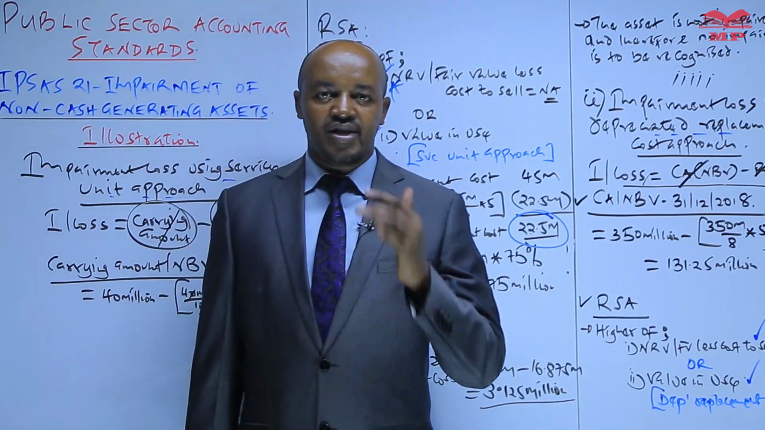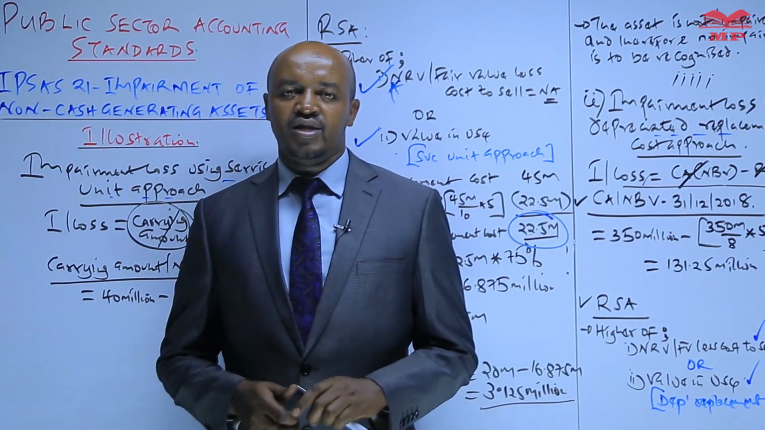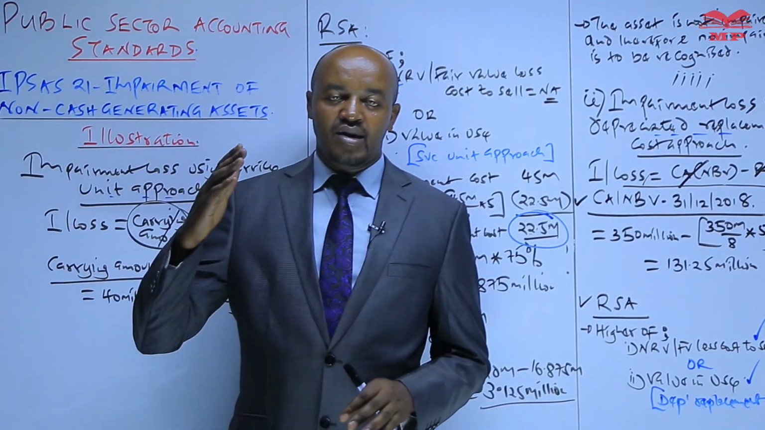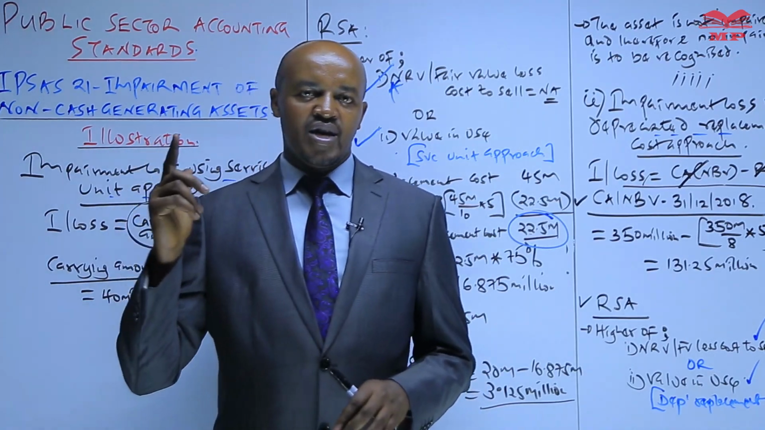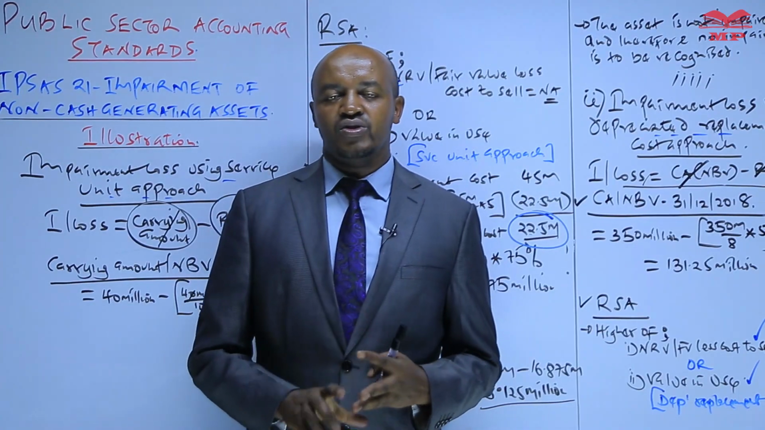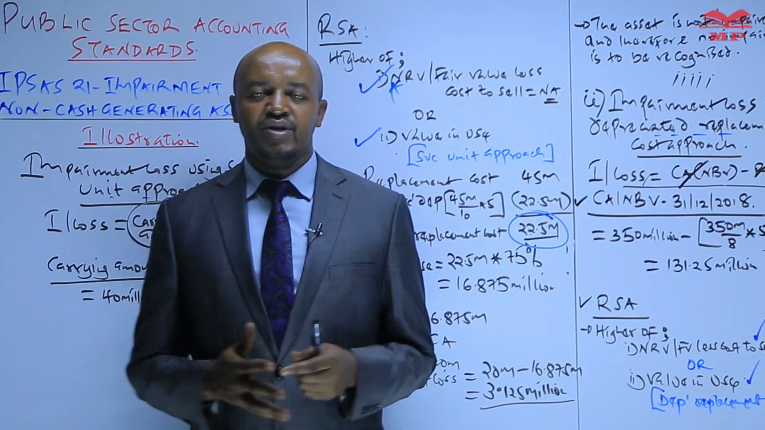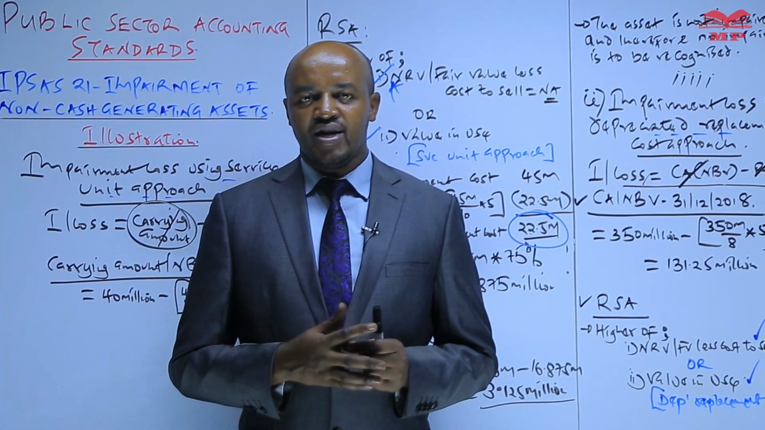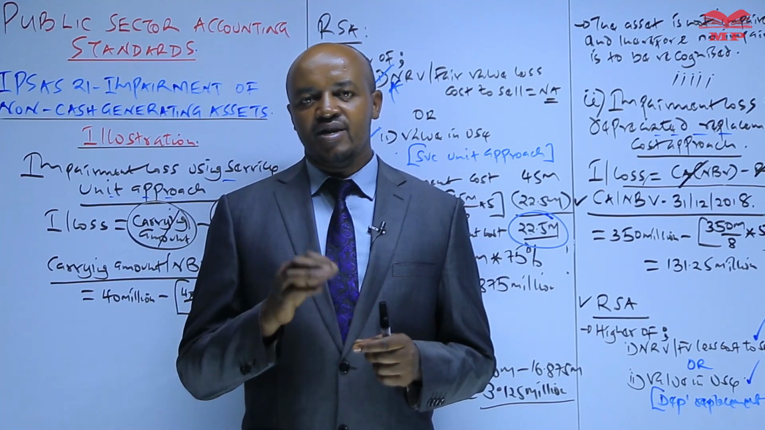So basically that is what was required in those three illustrations, where the examiner required the candidate to compute the impairment loss of a non-cash generating asset in accordance with IPSAS 21. We have looked at how to compute the impairment loss under the depreciated replacement cost approach, the restoration cost approach, and also the service unit approach. That brings us to the end of that subtopic. Once we meet in our next session, we are going to look at how we determine the impairment loss under IPSAS 26.